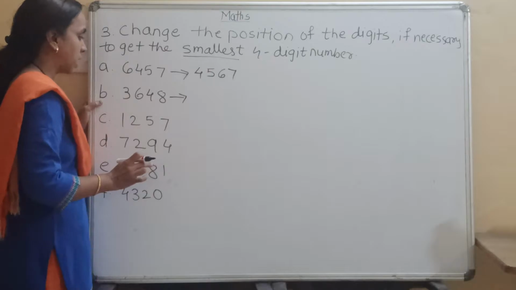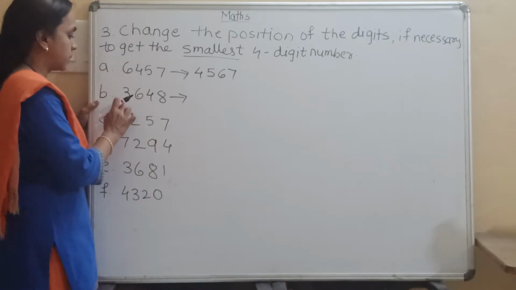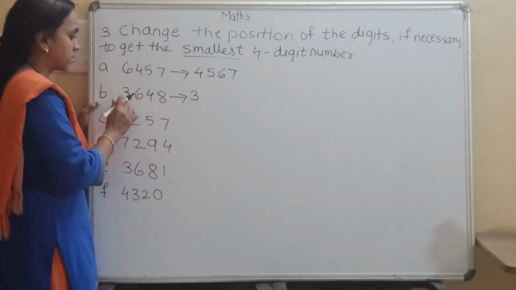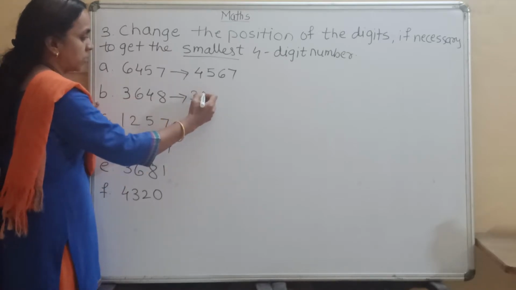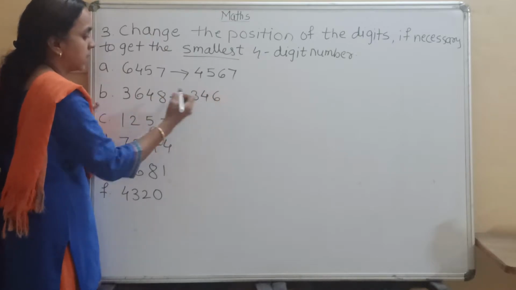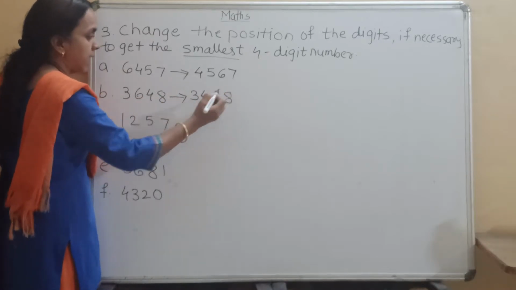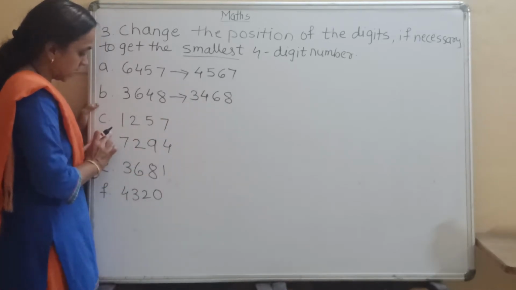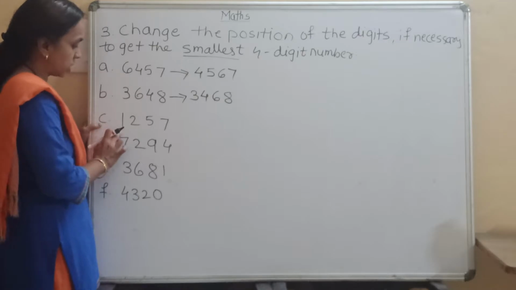Now see B question. 3648. Okay. So the very small digit is what? 3. That we have to write first. Then bigger than 3 is 4. Then bigger than 4 is 6. Bigger than 6 is 8. So what is our answer? 3468.